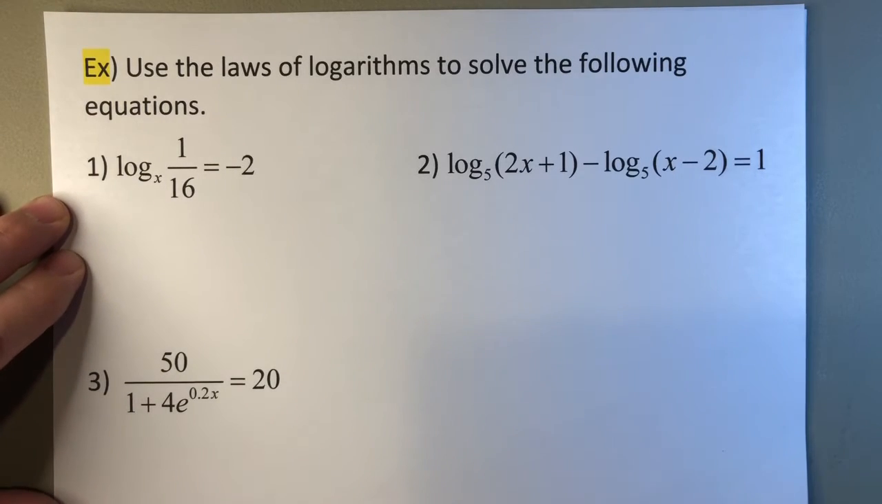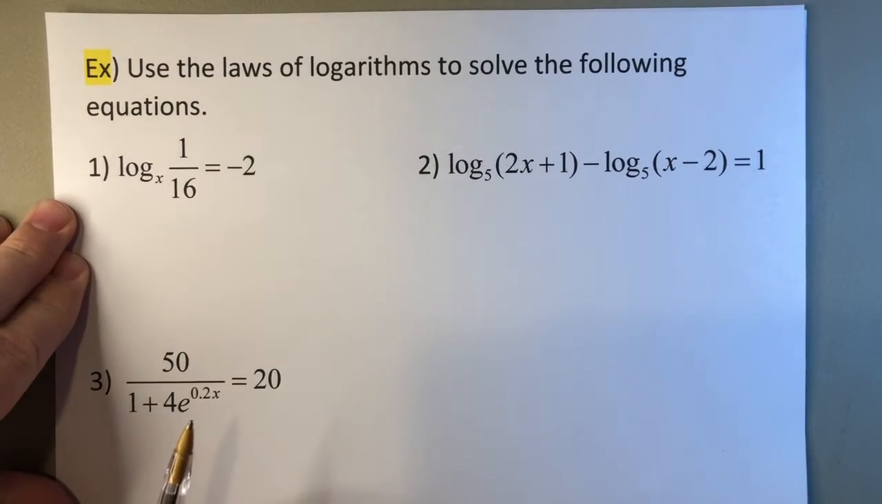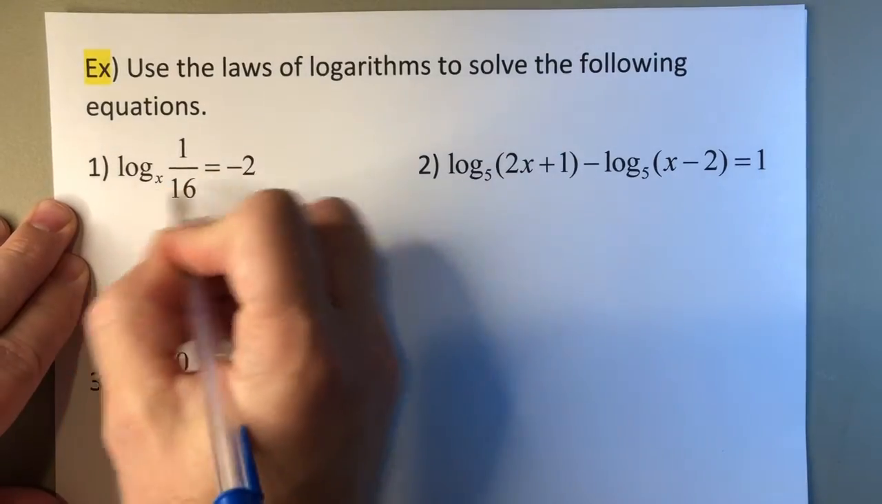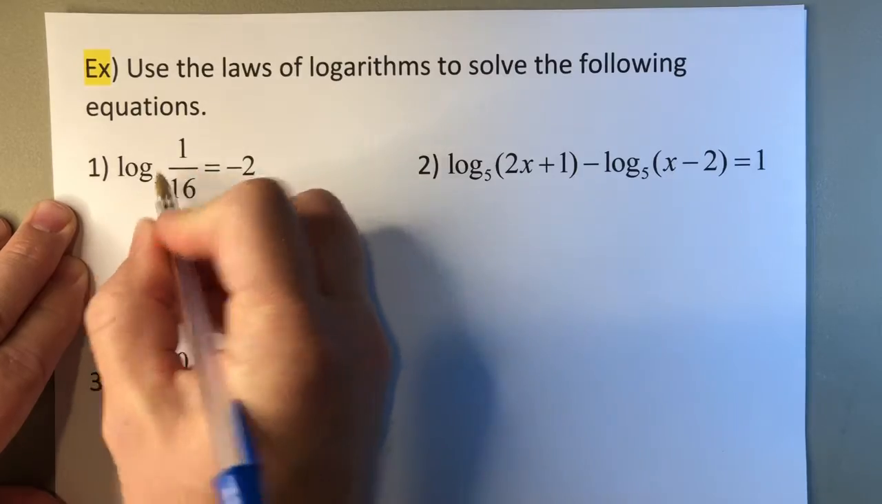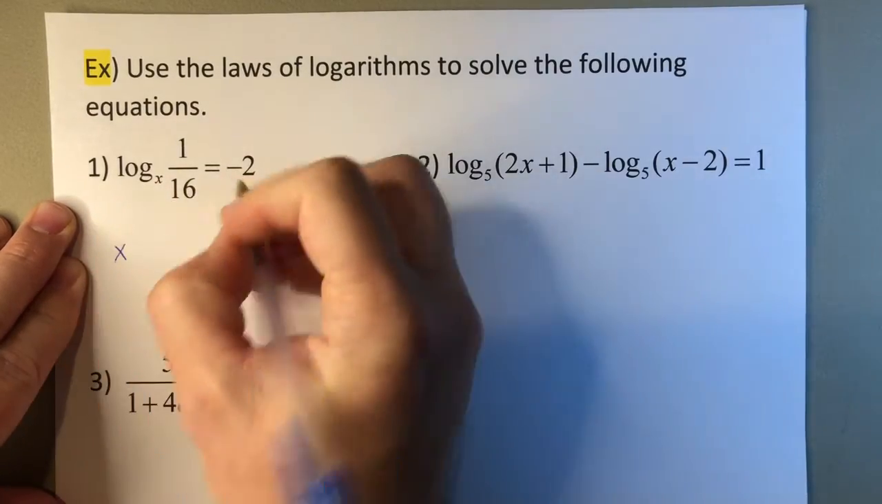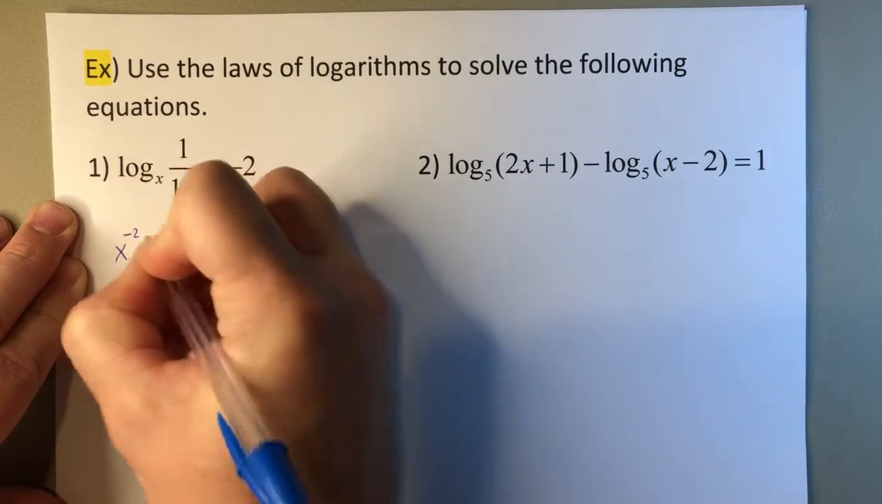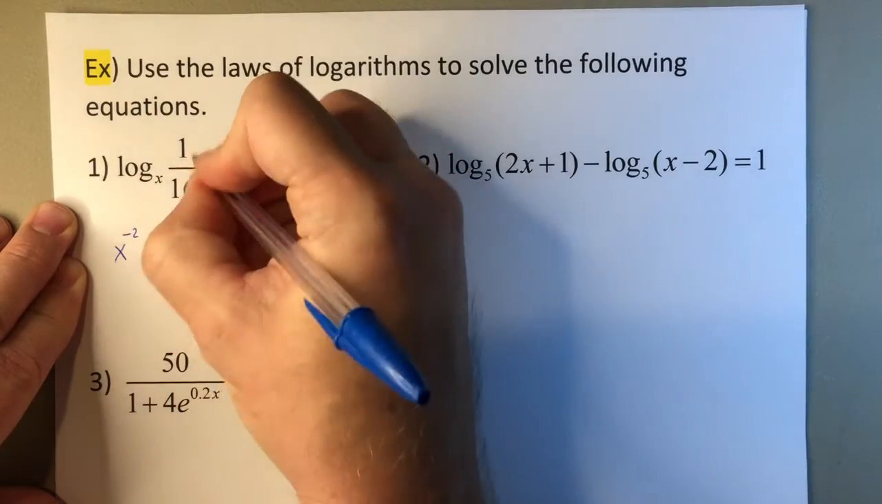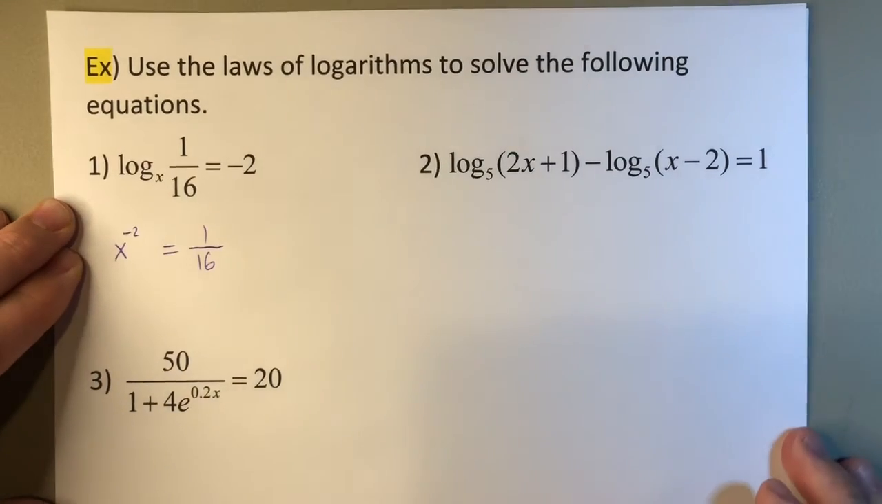All right, let's finally look at solving some equations that are based on logarithms. We're going to put some things together here, okay? Use the laws of logarithms to solve the following equations. So for this first one, I'm just going to apply the definition of a logarithm, all right? So how do I do that? Well, what do we know? This is your base, so x to the what? Remember, a logarithm is an exponent, so x to the negative 2 is going to be equal to whatever we're taking the logarithm of, which is 1/16.